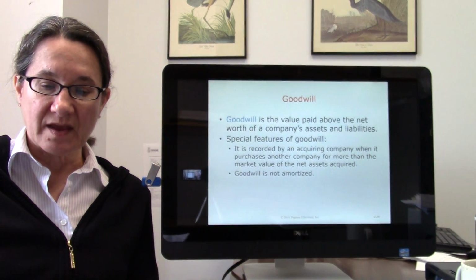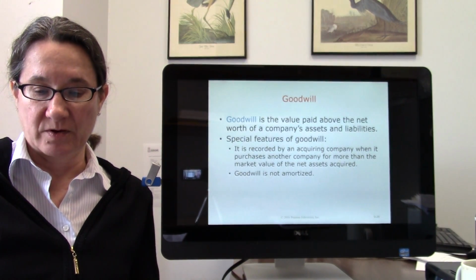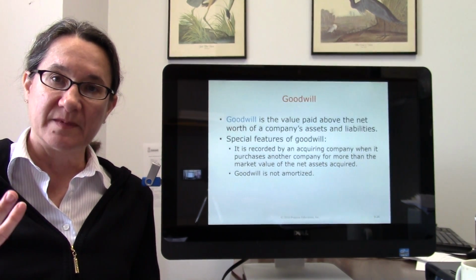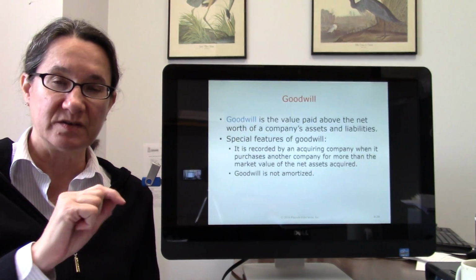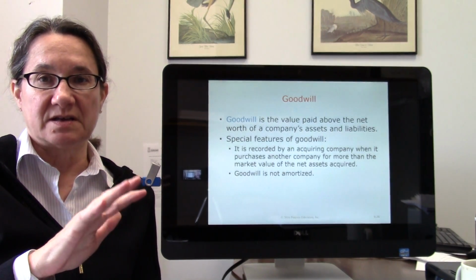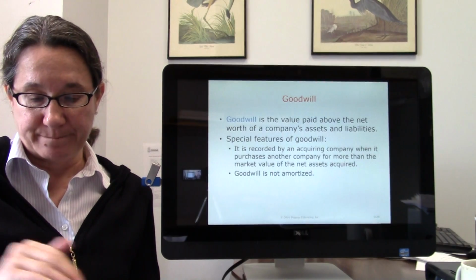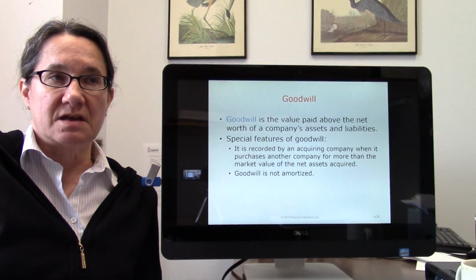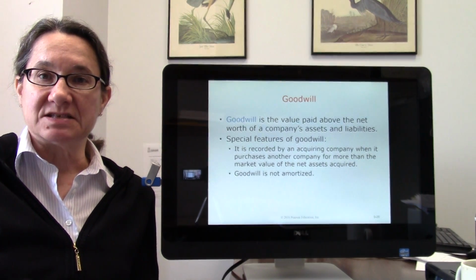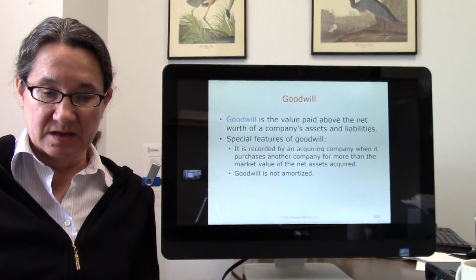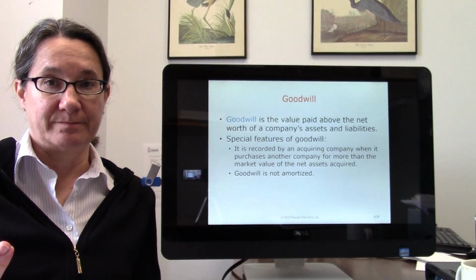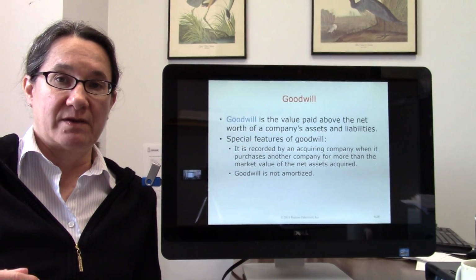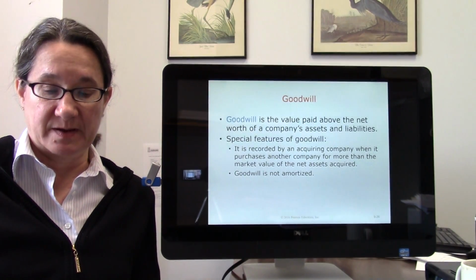Goodwill is the value paid above the net worth of the company's assets and liabilities. So this idea of goodwill is another kind of intangible. You don't see a lot of it, but you will see it on some companies' books, but not all. In the first place, to get goodwill on the books, a company has to have been purchased by another company. So it's not something that happens all the time. You can't just have goodwill on your books because you want it. It can only happen when one company purchases another company.